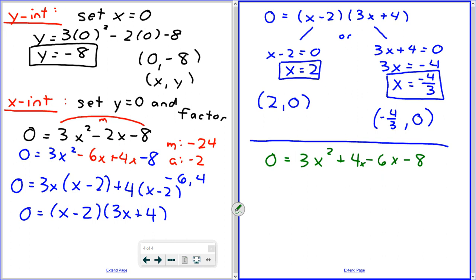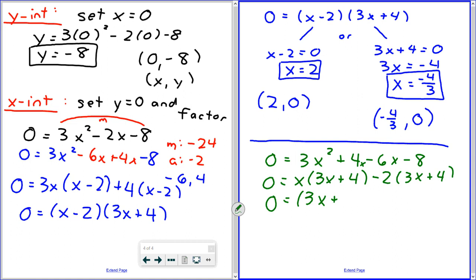So the common factor is an x. It's going to be 0 equals x times 3x plus 4. And then this is sometimes tricky for people. It would be 0 equals 3x plus 4 and x minus 2. As you can see, you get the very same answer, but either way will still work. I just prefer doing the one on the left, because for me it's easier to do 3 and 6 than 6 and 8. We get the same answer.